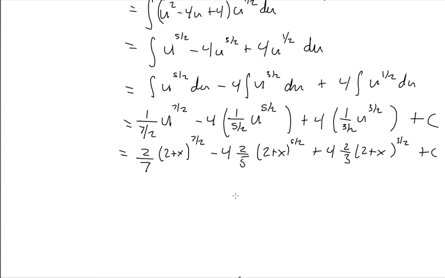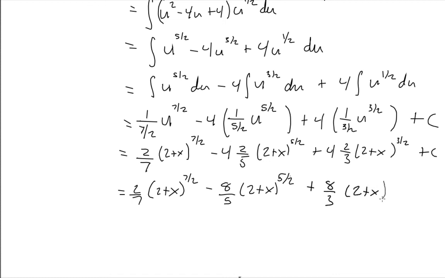And if I want, I can actually clean up some of these coefficients out front, and this becomes 2 over 7, 2 plus x to the 7 halves, negative 4 over 1 times 2 over 5 is negative 8 over 5, 2 plus x to the 5 halves. 4 over 1 times 2 over 3 is equal to 8 over 3. So 8 over 3, 2 plus x to the power of 3 halves, plus a constant, and this is the final answer.